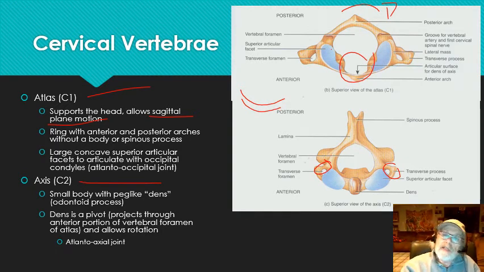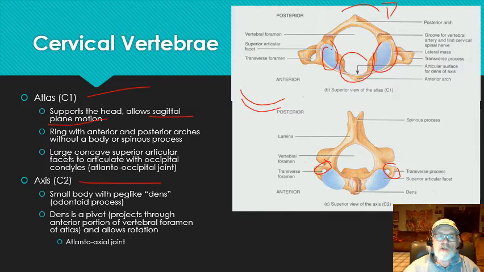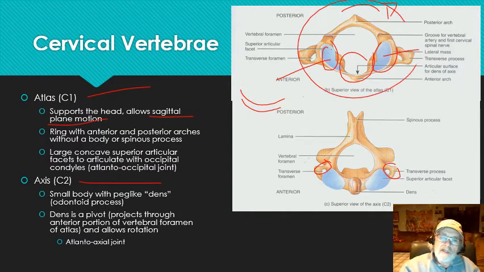But it does have these condyles right here, which allow the skull to sit inside there like a rocking chair. That's called the atlanto-occipital joint. This would be the atlanto-occipital joint right here, because the occipital is the portion of the skull that has those little rocking chair bottoms on it. And this is the atlas. That's C1. C2 is called the axis.